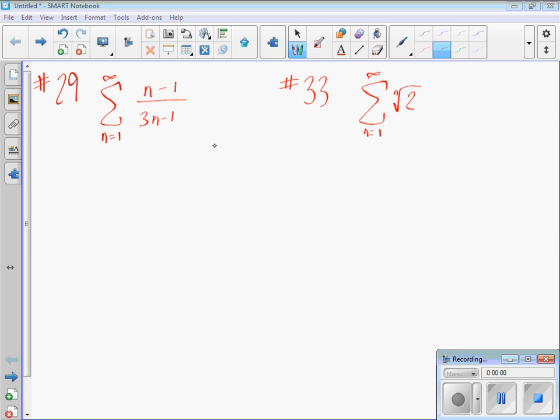So for number 29, Adrian, you had a question on this one. For 29 and 33, it says determine whether it's convergent or divergent. If it's convergent, find its sum. You can always do what test? That's super quick. Test for divergence, yeah. So test for divergence says to do what?